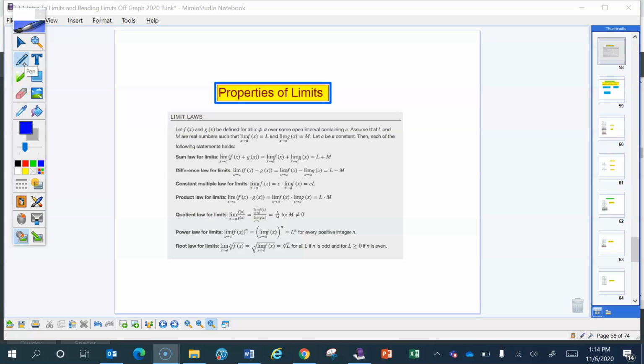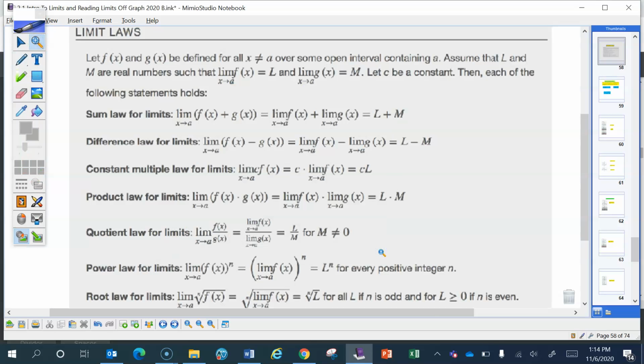In the last video of section 2.1, we're going to look at properties of limits. And posted here on the screen are all the different limit properties. If we have the limit of two functions being added together, that's really equal to the limit of each individual function added together. Similarly, for subtraction, it's the same rule.